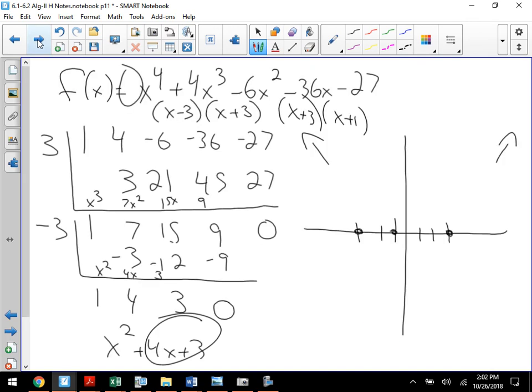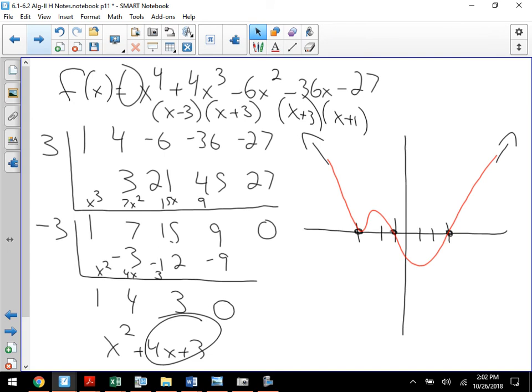Put this in your graph, in your calculator. I guarantee it looks like this. Put that in your y equals. Put that in your equation. I guarantee it probably looks a lot like that. Yeah, except clear it all out. Yep, x to the 4th, 4x cubed minus 6x squared minus 36x minus 27.